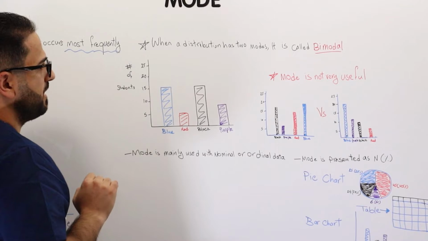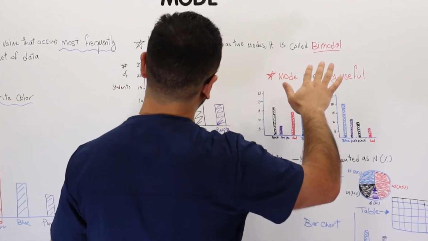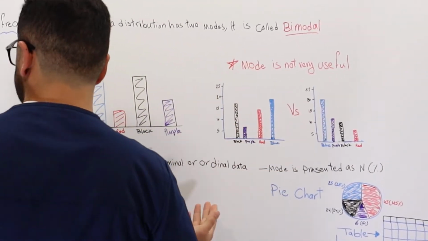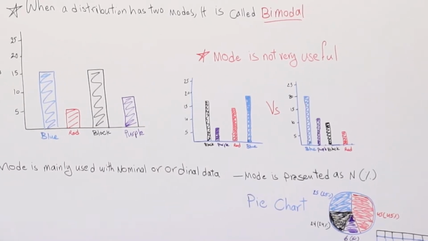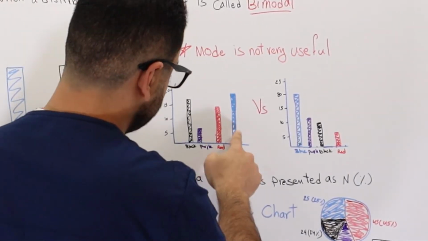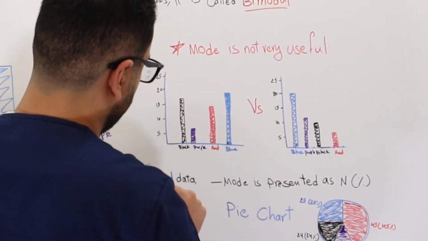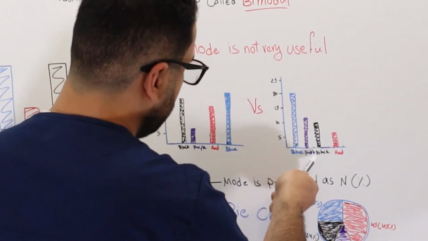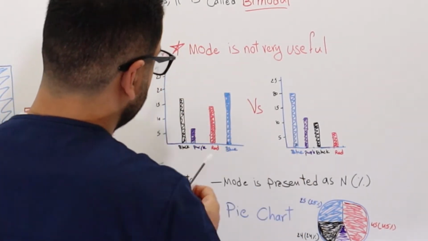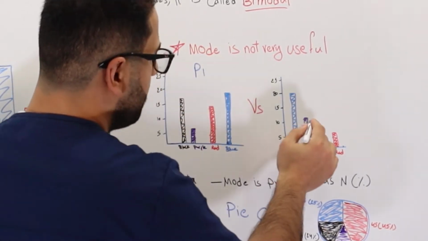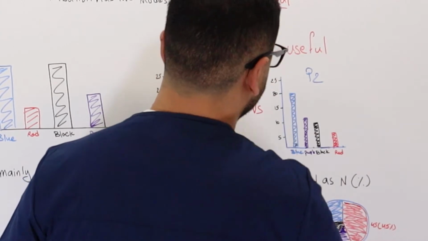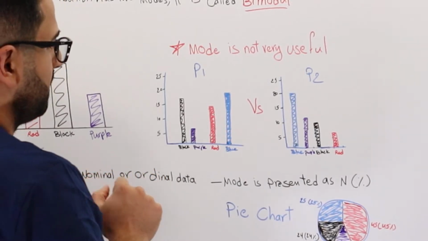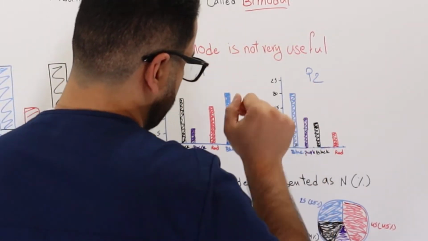Another thing I want you to keep in mind is that the mode sometimes is not very useful. Looking at these two charts and going back to the class favorite color example, in this chart we have 20 students saying blue is their favorite color. Let's say this is first year pharmacy students, P1, and this is second year pharmacy students, P2. In first year, they said blue is their favorite color, and in second year, they also said blue is their favorite color.